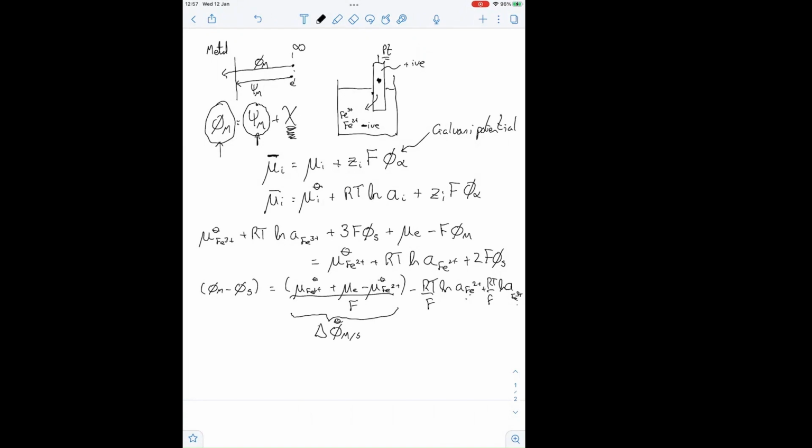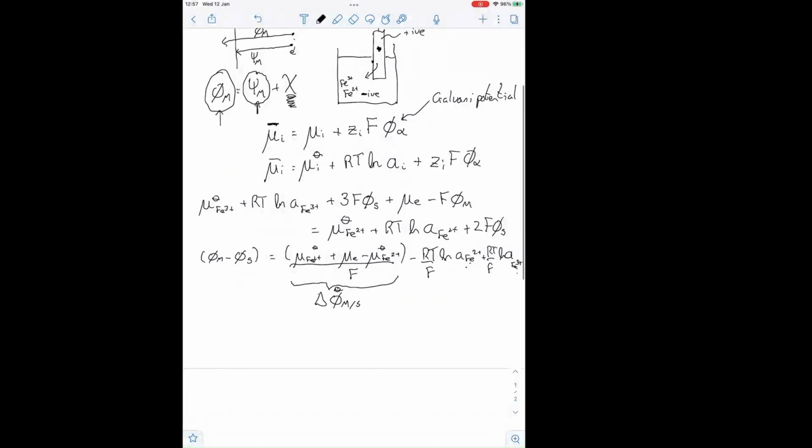Okay, because that will go to 0, this will go to 0 under standard conditions. So this term will equal this term under standard conditions. Okay, so let me just rub that out. And so collecting all that together, I get that the potential difference across my interface equals the standard potential difference across that interface minus RT over F log activity of my products, the activity of Fe2+ here, over activity of Fe3+.